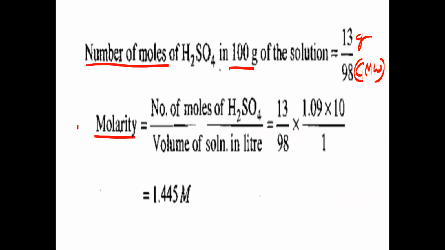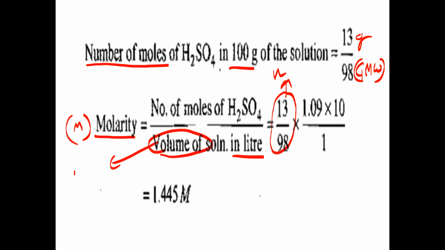Next, what is the molarity formula? Molarity is equal to the number of moles by volume in liters. So the number of moles of H2SO4 divided by the volume of solution in liters. What is the volume in liters? 1 by 1.09 into 10. This is 1 liter here, in the denominator. If you take it up, it will be 1.09 into 10. Then we get 1.445 molar solution. Molar meaning what here?